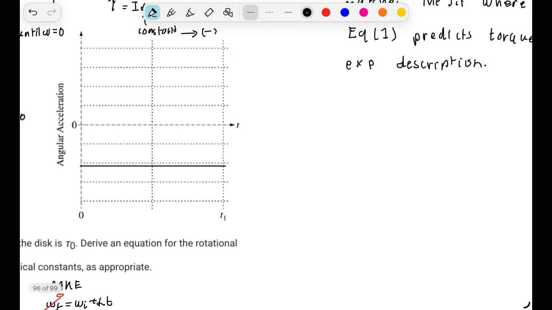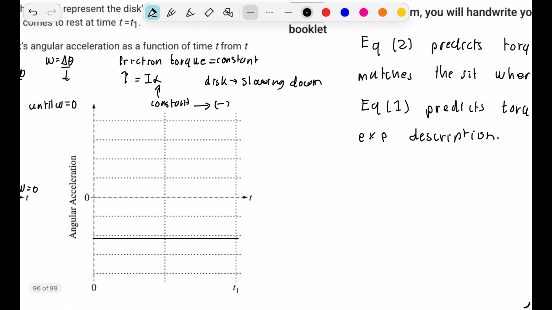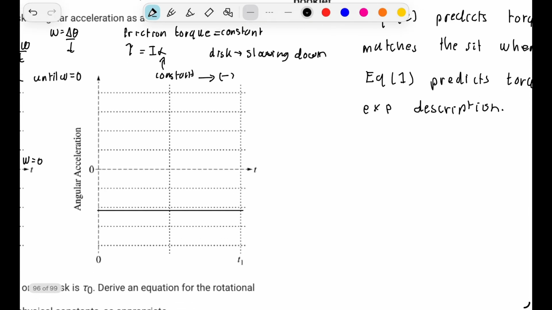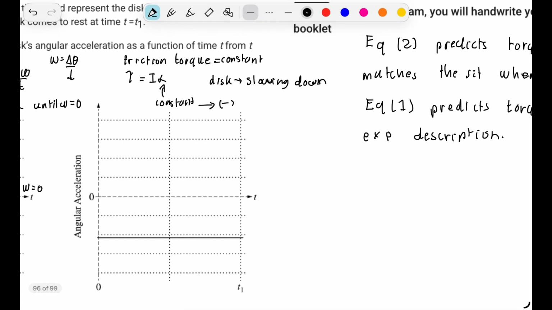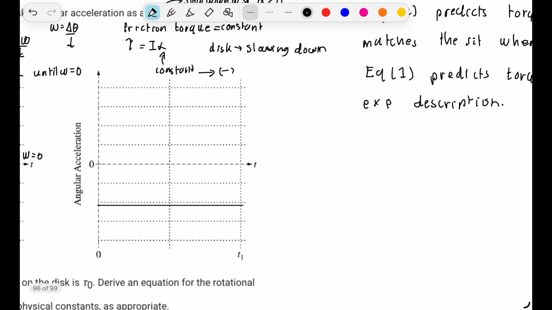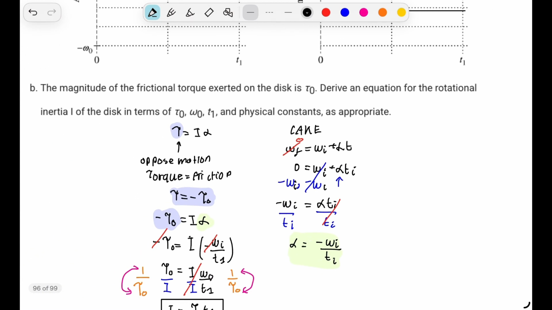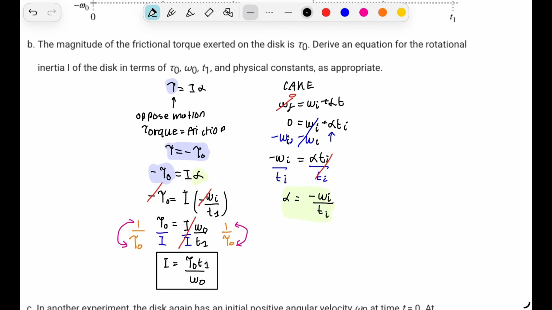So for angular acceleration versus time, we already know that friction torque is going to be constant. And that means that angular acceleration is also going to be constant. And since we know that friction is going to slow down the disk, that means that your angular acceleration has to be less than 0. So that's why we're going to have a horizontal line below 0 for our angular acceleration. For our rotational inertia, we're going to derive this in the second part.